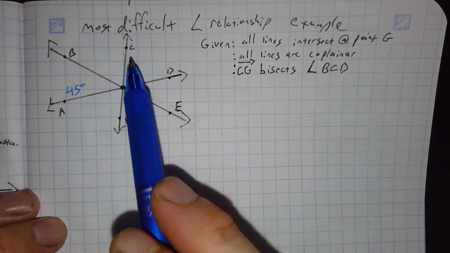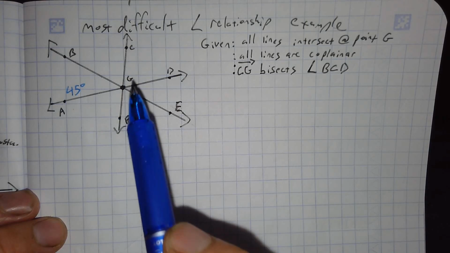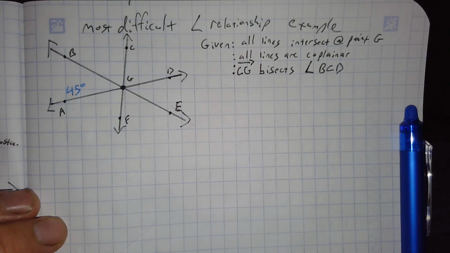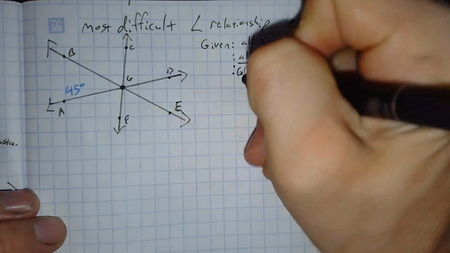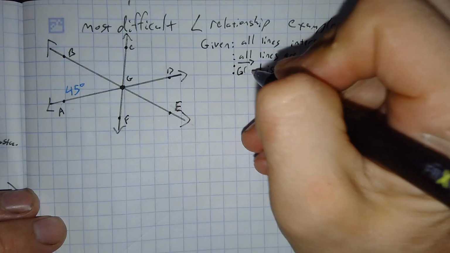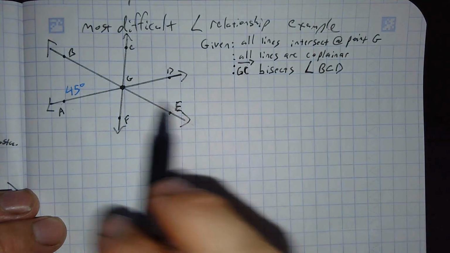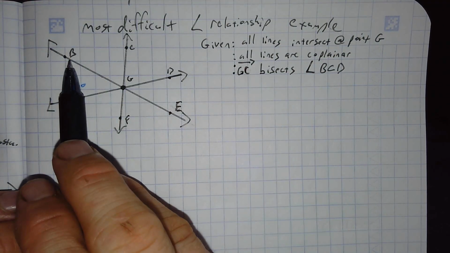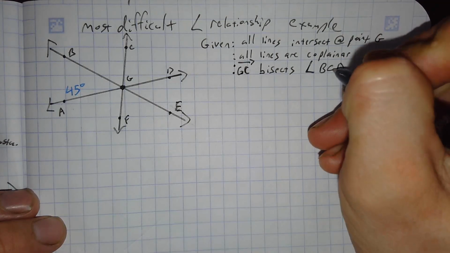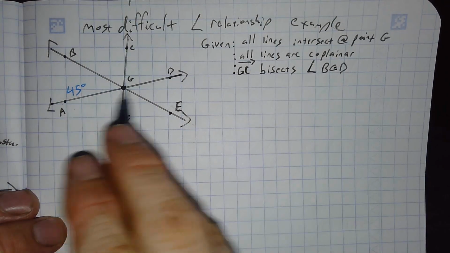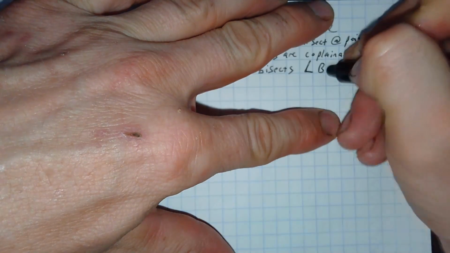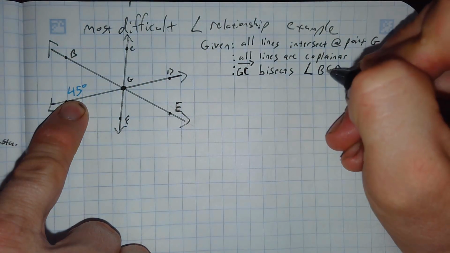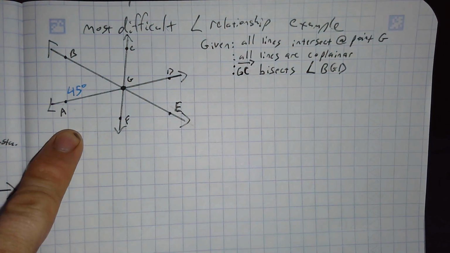And ray CG, this should actually be ray GC. Let me fix that. Ray GC bisects angle BGD. Okay, so what can I deduce from that given information? I also have this little angle measure stuck over here in the corner.